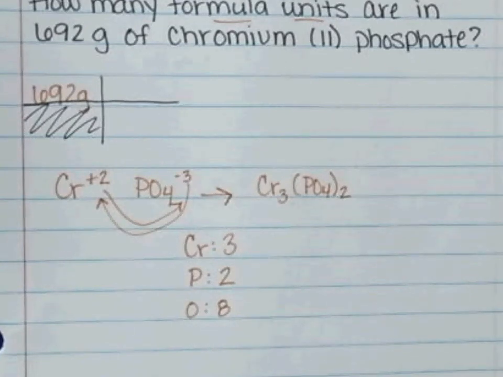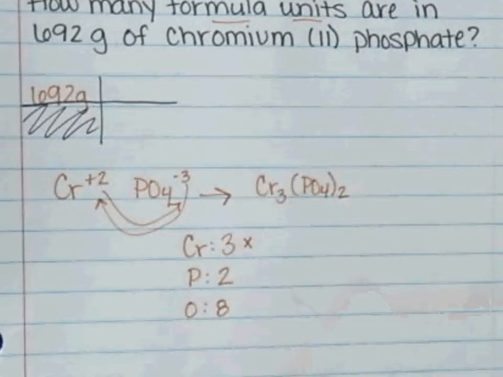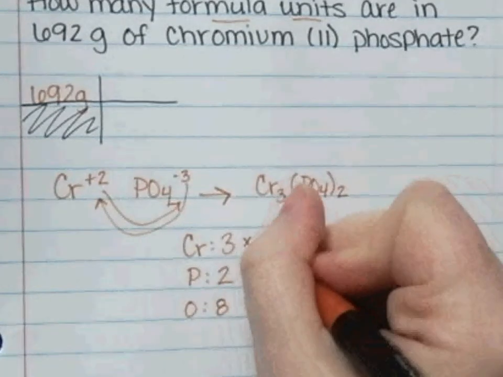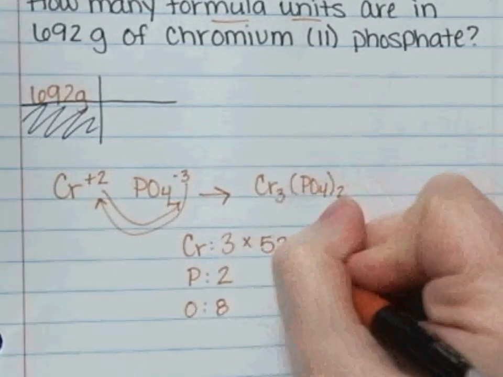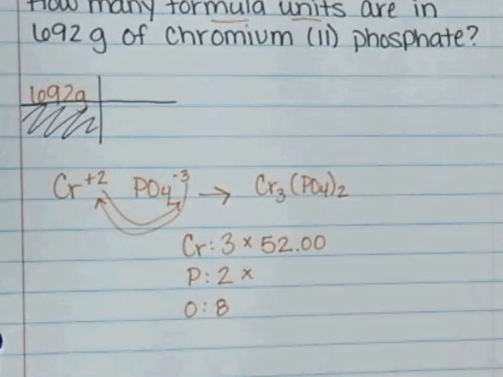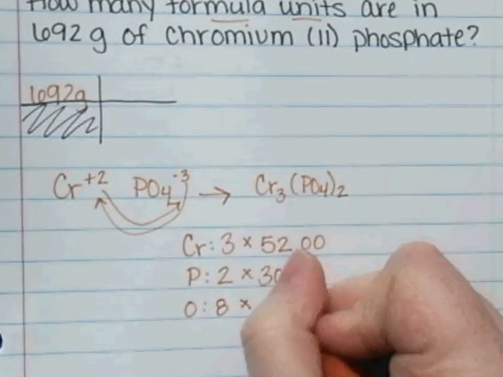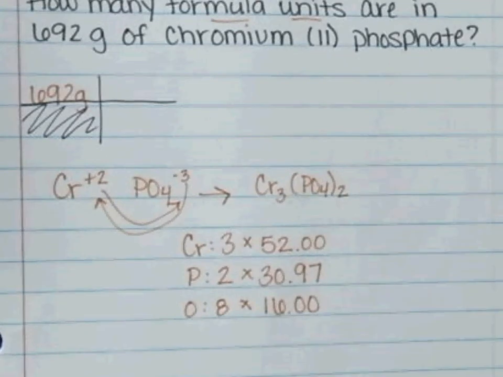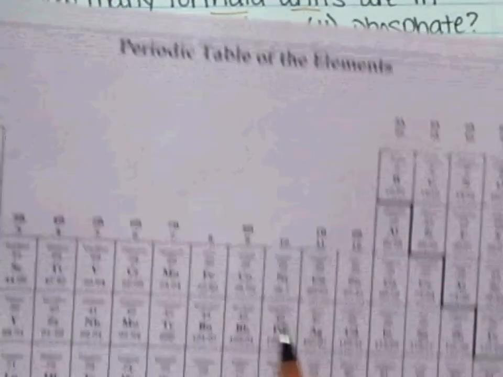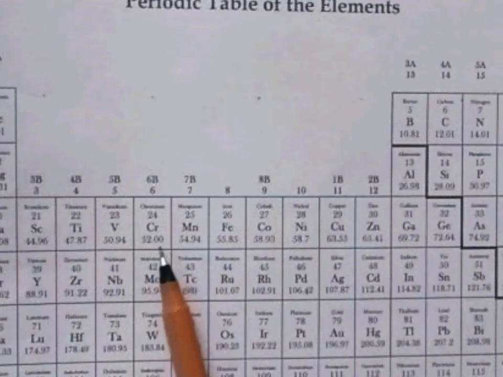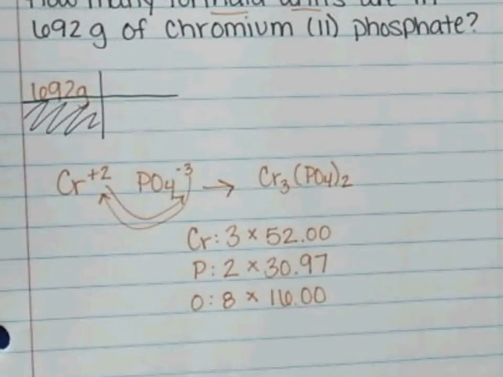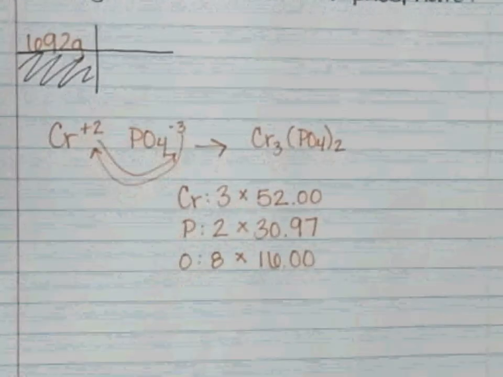Okay. So once I've counted all of my atoms, then I can go ahead and look these up on my periodic table. If I look on my periodic table, I find the atomic mass of chromium to be 52.00, phosphorus is 30.97, and oxygen is 16.00. Again, all I did to find those numbers is I looked on my periodic table for what the atomic mass was. It's always going to be the number with a decimal on your periodic table.